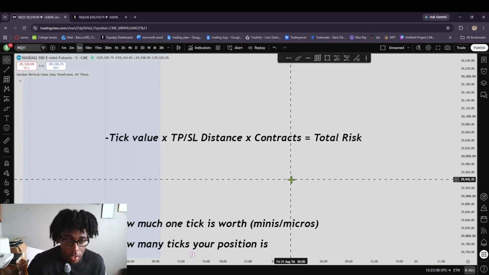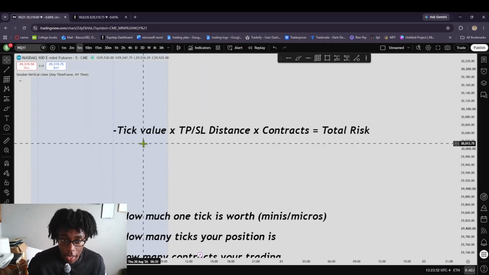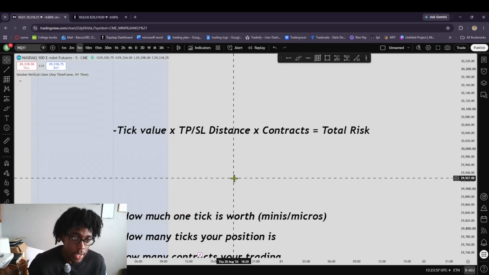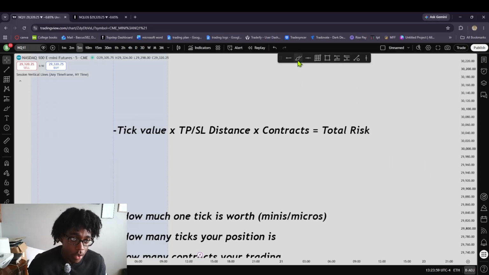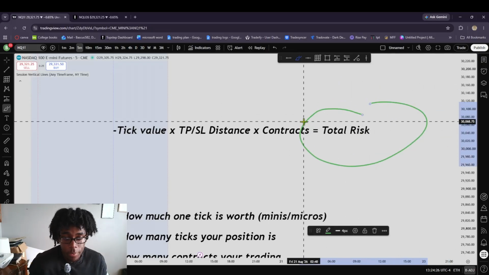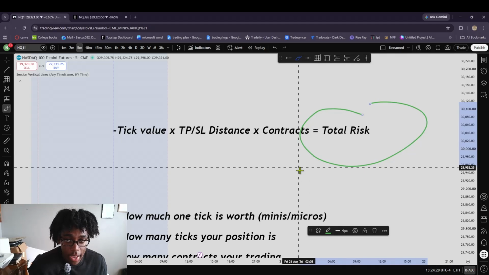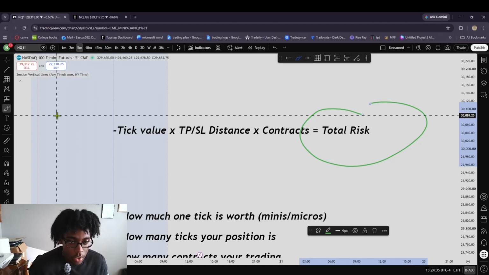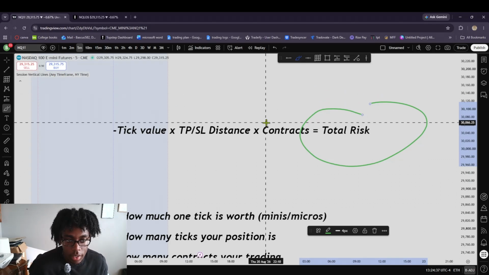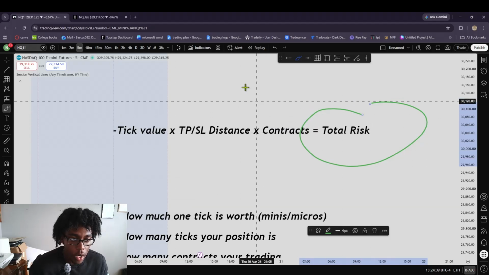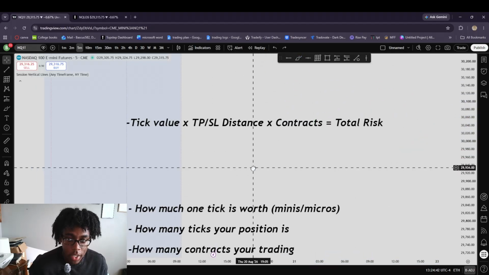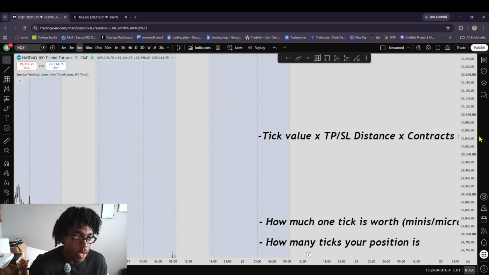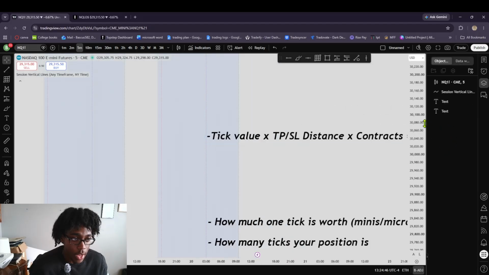All right, guys, so it's pretty much an easy formula. It's gonna be your tick value times your take profit or stop loss distance times your contracts, and that equals your total risk. And it is different for minis and micros, but for now, let's just focus on minis, which as you can see is actually what I'm on right now. Micros are pretty much just going to say micro, and it's just a different sizing, but we're going to go over both of them right now because they're pretty common. And then we'll also go over the S&P 500 as well.